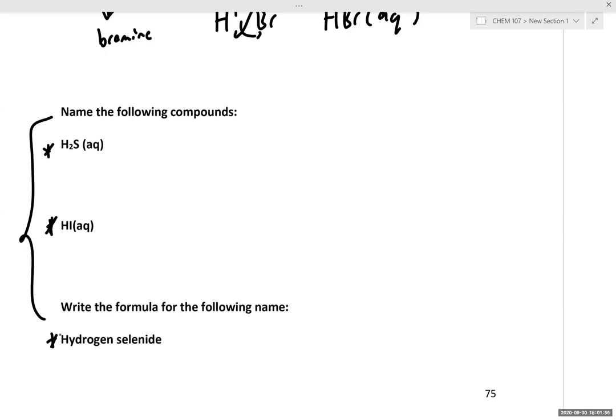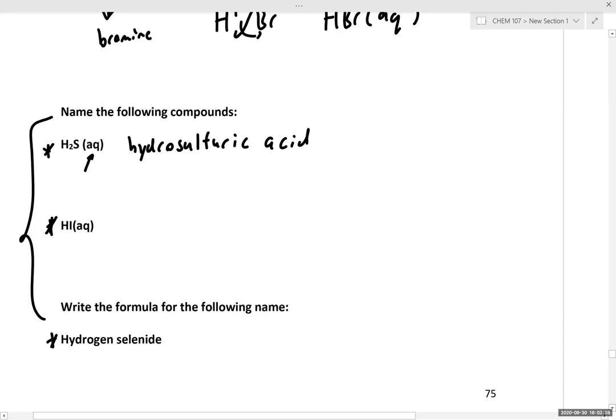Okay, so for H2S, we see the aqueous symbol, so we need to use the hydro prefix. For sulfur, we use the stem of sulfur, then we change the ending to IC. So this is hydrosulfuric acid. For HI, again, we use the hydro prefix. For I, we use the stem iod, and then we change the ending to IC, so it's hydroiodic, and then we end the name with acid.